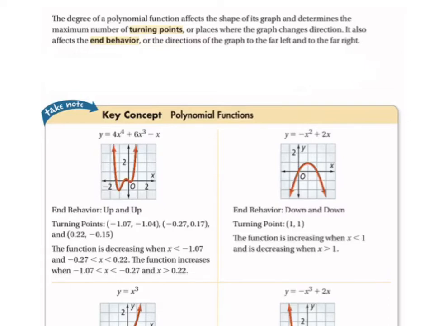Okay, so we're going to be looking at a lot of end behavior. So just keep in mind that's talking about the far left and far right behaviors of the graph. And here are some examples for various problems. And then you've got your turning points, and we'll talk about all of those items as well.